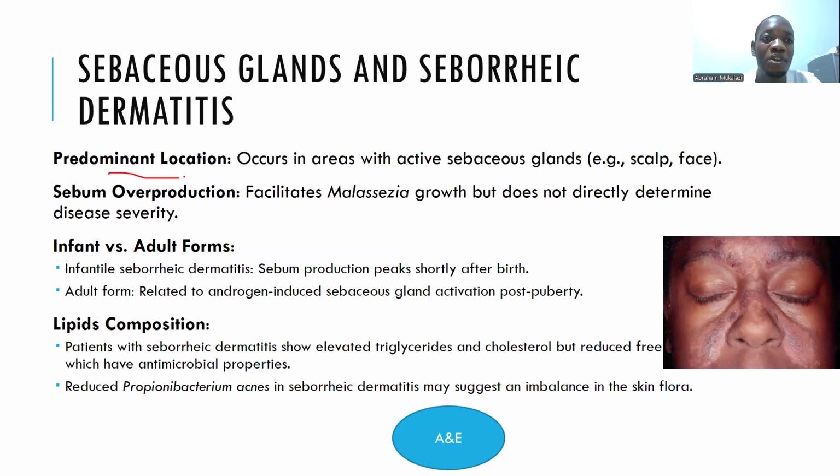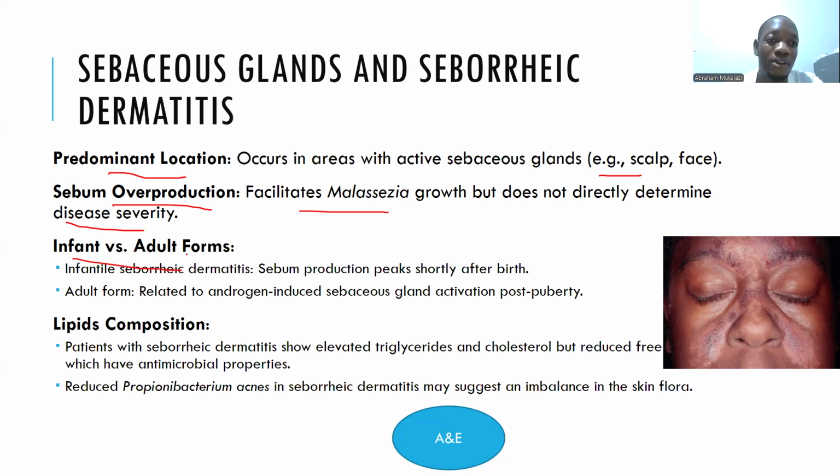Predominantly, we've said that it is located in areas that have active sebaceous glands. This includes the scalp, the face, in the flexural areas, and also the chest and the back. You can also have them there. Then there's a thinking of sebum production being a little bit above the normal, and this facilitates the growth of Malassezia because it is a lipophilic yeast, but this does not directly determine the disease severity. That has to be noted.